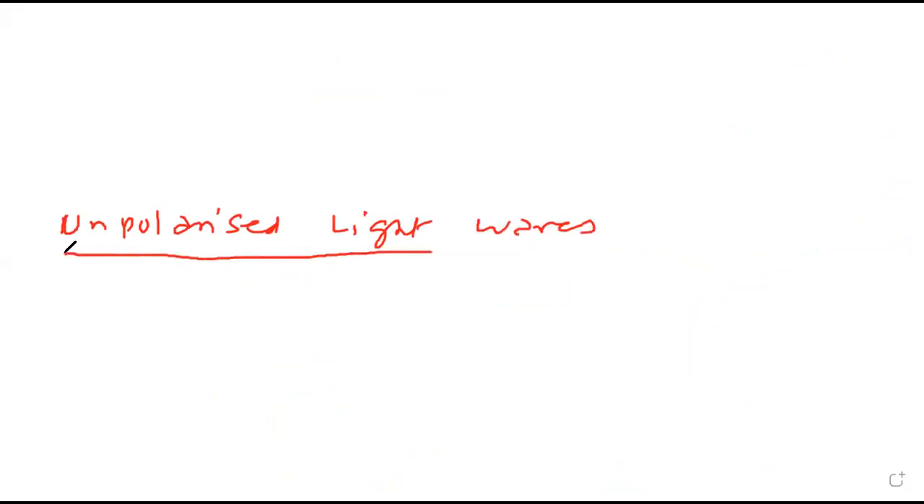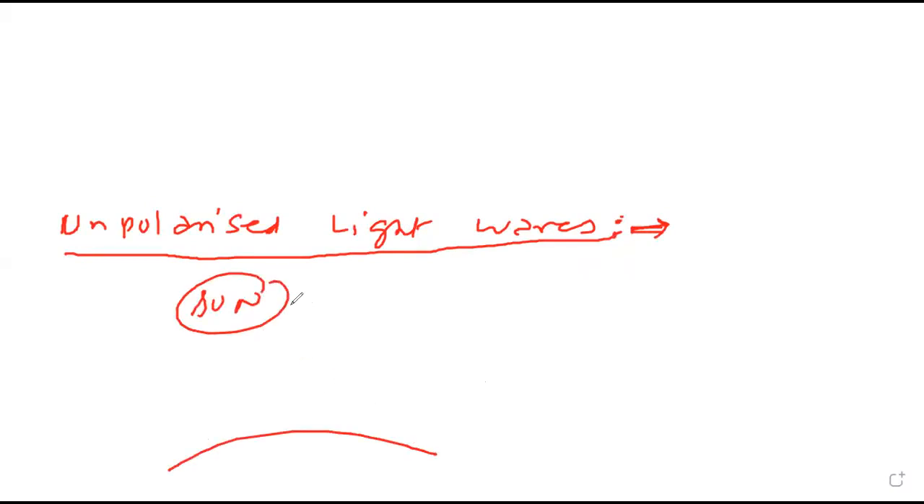Now, unpolarized light waves. What are unpolarized light waves? Any of you remember? Unpolarized light wave. So basically we get light from where? Sun. In the form of which type of wave? Electromagnetic waves.